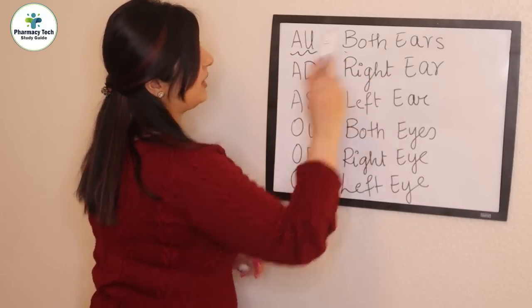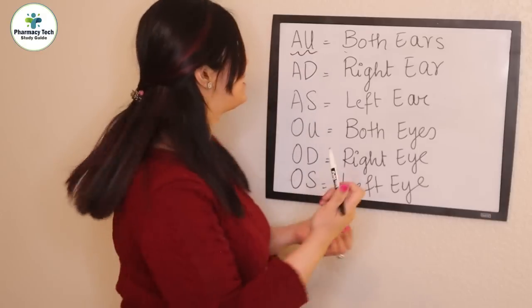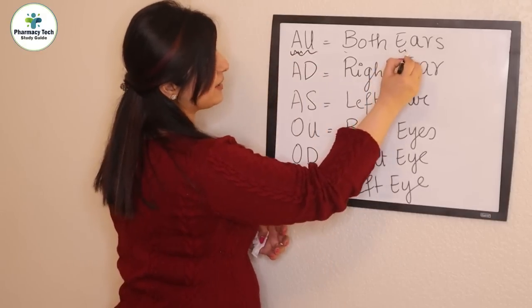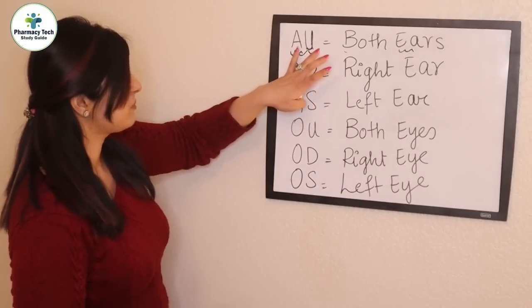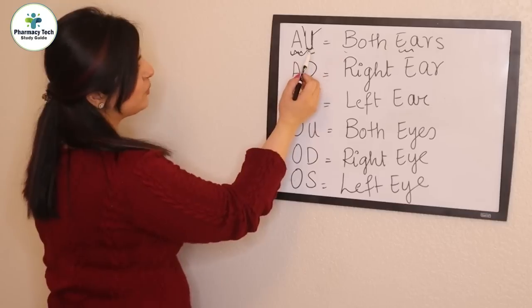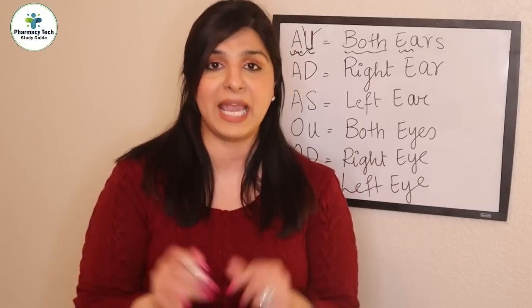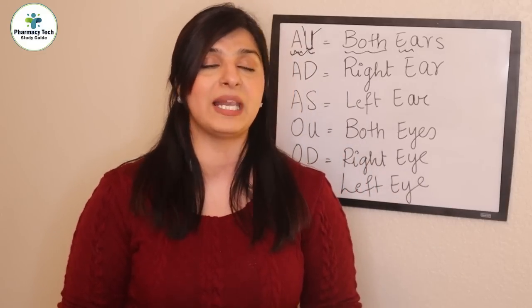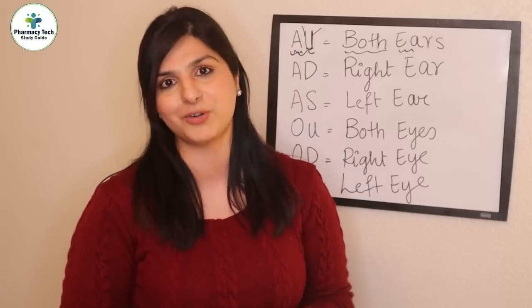AU is both ears. The way I remember is A for audio, and we know audio is associated with the ears, so A would be ears. And for both would be U. The way I remember is that there are these lines in U, so that refers to both. Again, this is just my way of remembering it, just a silly way, but hey, at the end of the day, the silly things are what we retain for the longest period of time. So if that works for you, you're welcome.